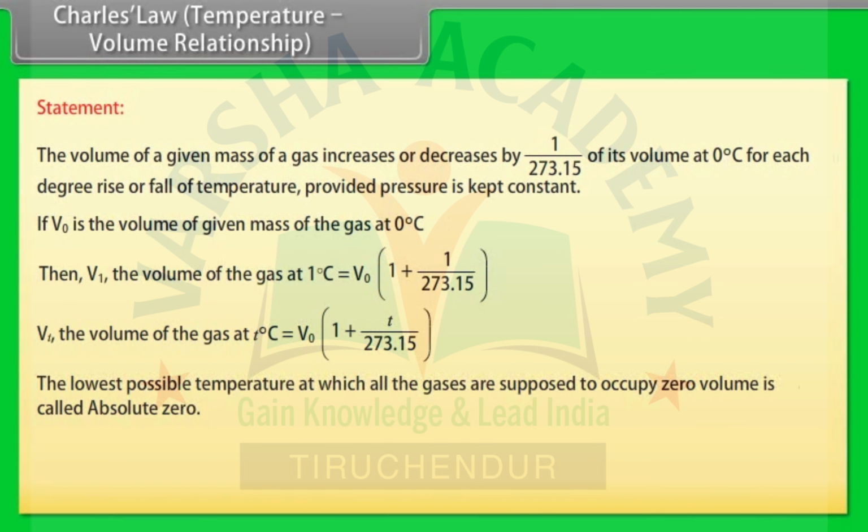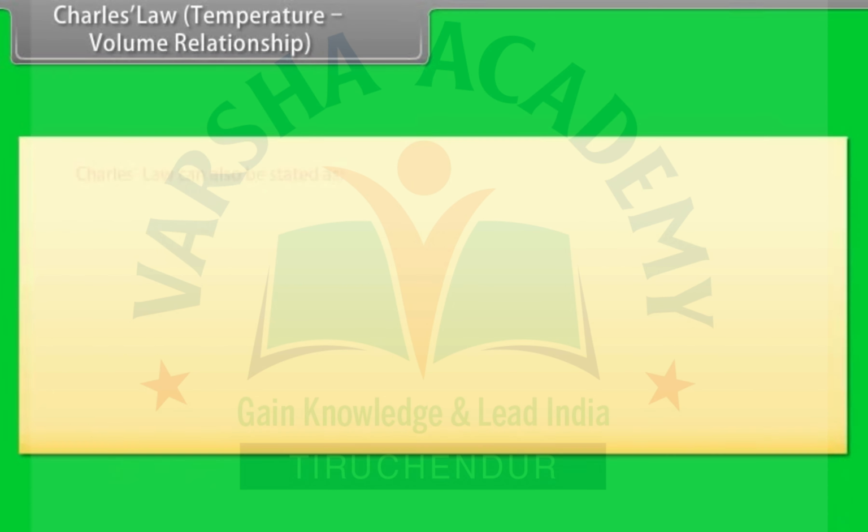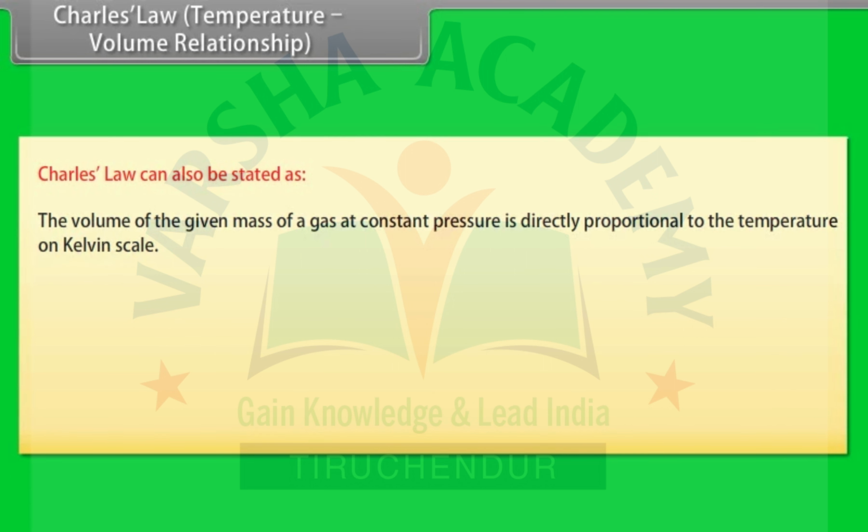The lowest possible temperature at which all the gases are supposed to occupy zero volume is called absolute zero. A scale of temperature based upon this choice of zero is called the absolute scale of temperature. This scale is also known as the Kelvin scale of temperature. Charles' law can also be stated as: the volume of a given mass of a gas at constant pressure is directly proportional to the temperature on the Kelvin scale.